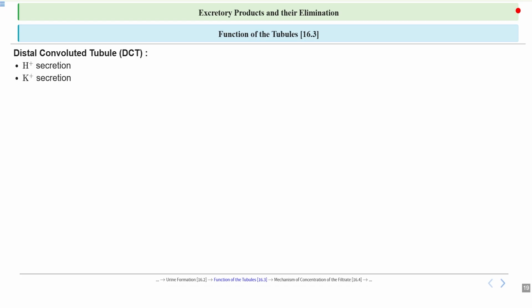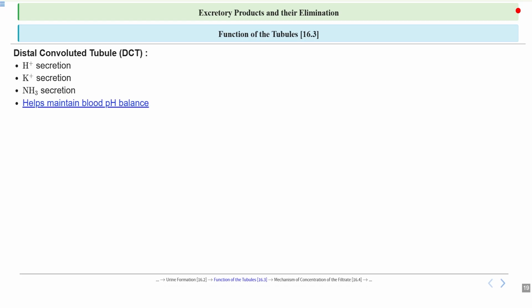The DCT also secretes potassium ions, or we can say K+. This is important because potassium levels must be tightly controlled for proper muscle and nerve function. The DCT acts like a fine tuner, making sure we don't have too much or too little potassium in our system. Another substance secreted by DCT is ammonia, or you can say NH3. It is a toxic byproduct of protein metabolism, and its removal is essential for preventing harm to the body. So DCT helps convert this waste into a form that can be safely excreted.